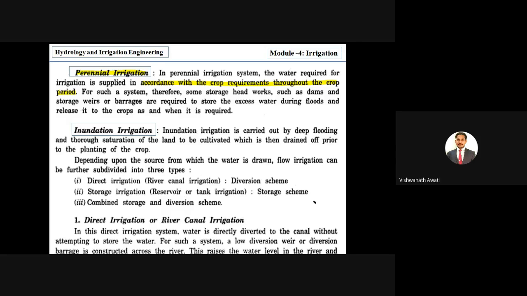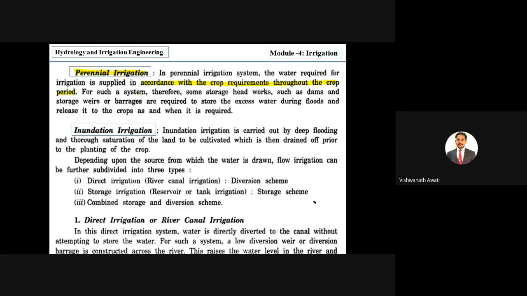In between, it requires some water up to the wilting point. Wilting point means even though the water is available, the crop is not ready to take the water, that is the wilting point, right. Up to harvesting, water has to be supplied, and that water is supplied continuously as much as it is required. That's what is called perennial, throughout the crop period.